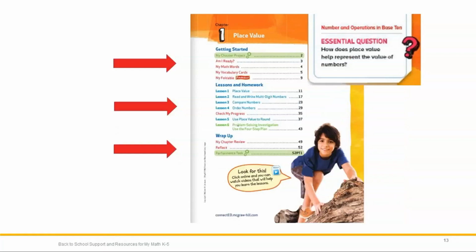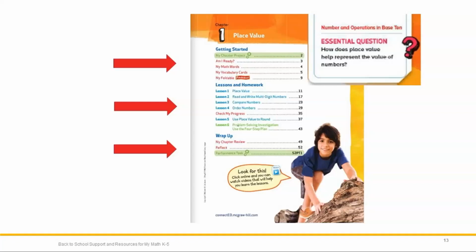This is chapter 1. This is place value. I want to say this is first grade. I'm forgetting, to be honest with you. But notice we always have a getting started, and that's where you're going to see the "Am I Ready?" This is where you're going to see the vocabulary, the vocabulary review, and the foldable. And that's when you start a chapter, and we call it getting started. Then you'll move into the lessons, and you end the chapter with your wrap-up, which is your assessment.